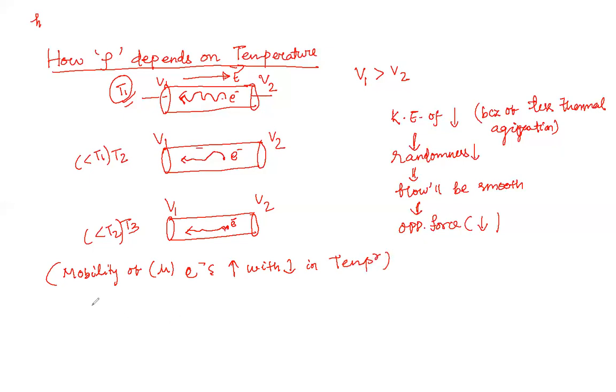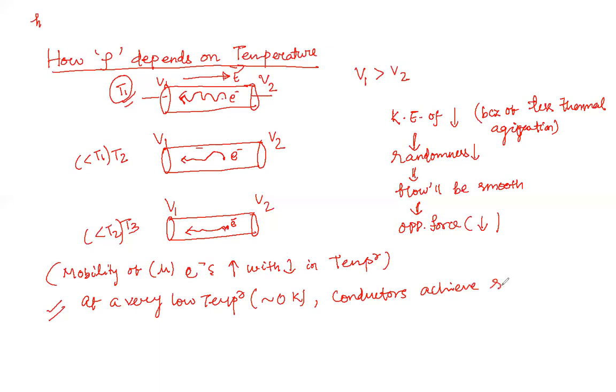So at a very low temperature, which is almost equal to 0 Kelvin, I will teach you all these things. We have already studied about the absolute temperature also. At 0 Kelvin, conductors achieve superconductivity, because the path becomes very smooth for the electrons. Conductors achieve superconductivity.